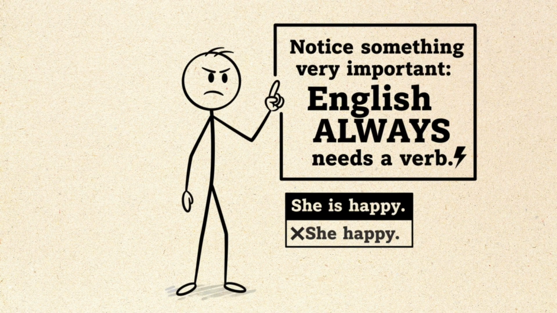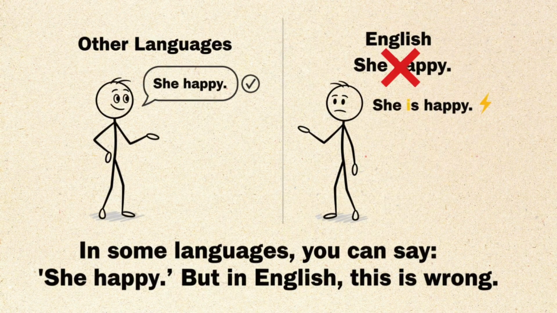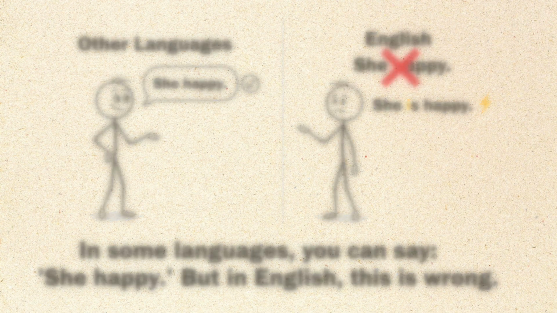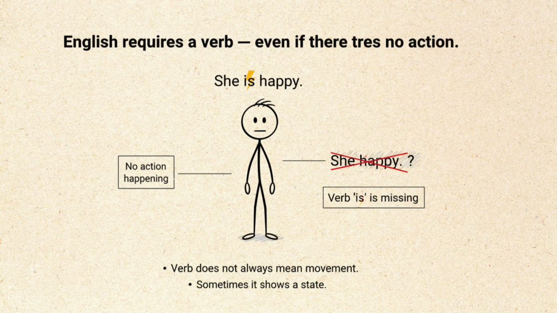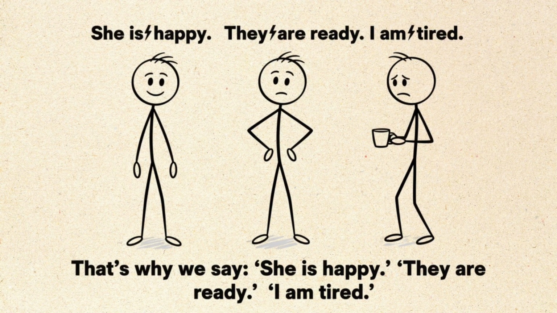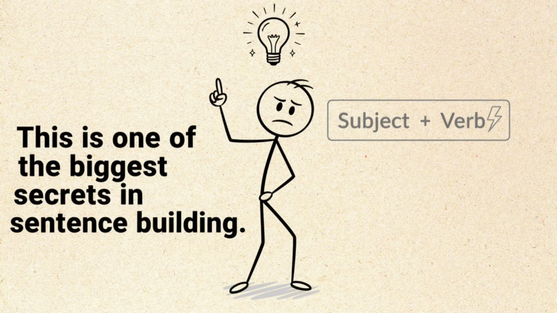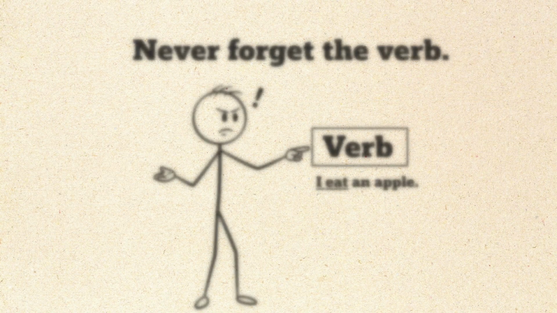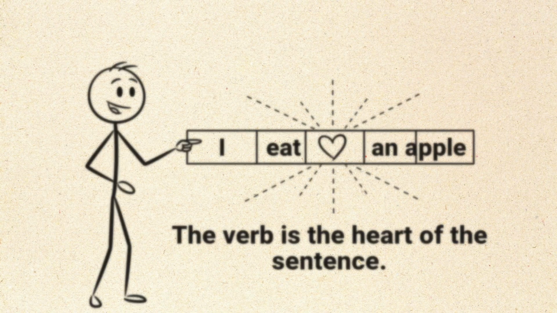English always needs a verb. In some languages, you can say, she happy, but in English, this is wrong. English requires a verb, even if there is no action. That's why we say, she is happy. They are ready. I am tired. This is one of the biggest secrets in sentence building. Never forget the verb. The verb is the heart of the sentence.